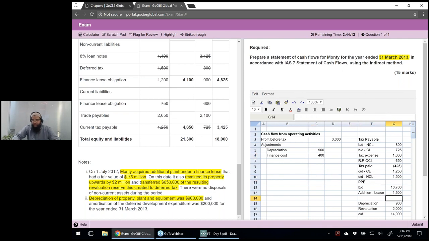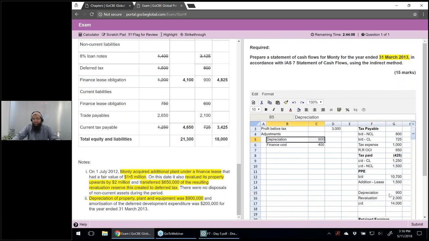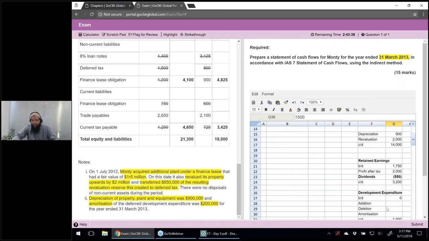So the depreciation was actually 900. We have written it over here as well as over here. Depreciation and depreciation. Because we remember that every adjustment has a dual impact in the adjustments as well as somewhere else. And the amortization of the deferred development expenditure was $200,000. So we are going to write the amortization 200 plus. It is also there in the deferred development expenditure. Amortization is of 200. So that is it. We have read all of the adjustments.